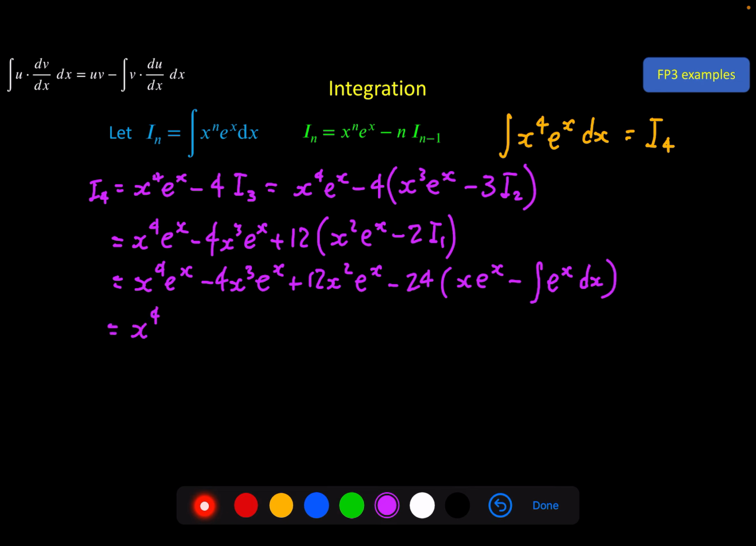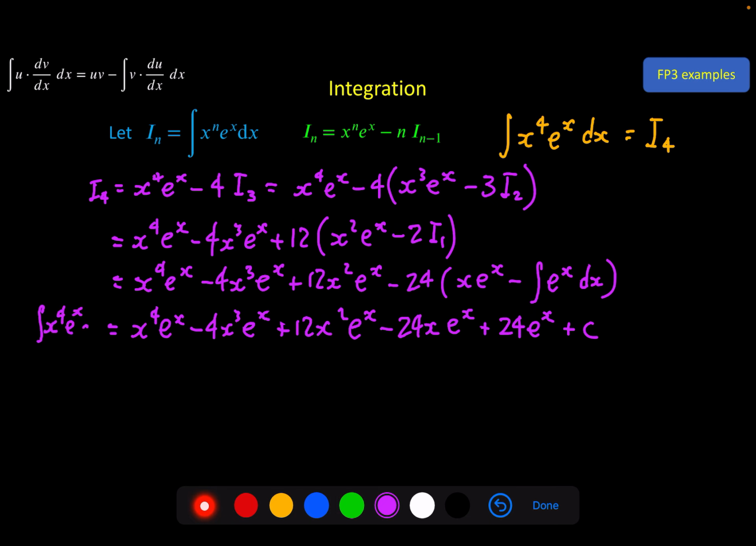So we've got x to the 4 e to the x minus 4x cubed e to the x plus 12x squared e to the x minus 24x e to the x plus 24 times the integral of e to the x, which is e to the x, and of course a plus c on the end. So the integral of x to the power 4 e to the x is this.